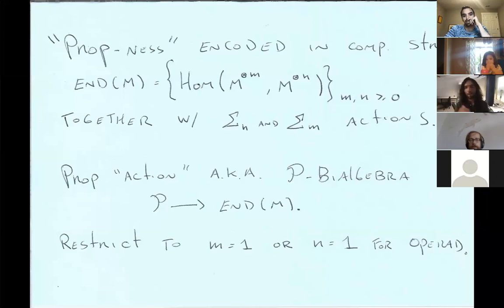Now, the notion of an operad could be obtained from this notion of a prop by considering either M or N to be fixed and equal to 1. So we look at our example out here, the endomorphism prop. Just want to make sure, could you see my cursor?